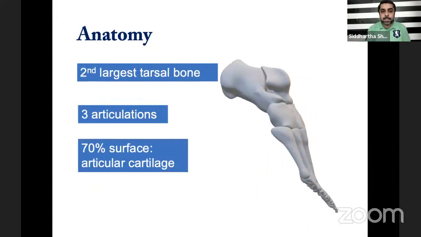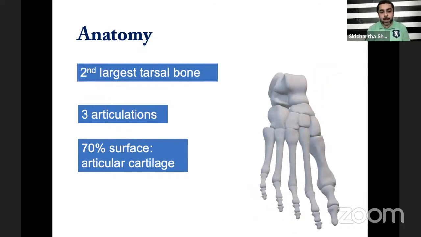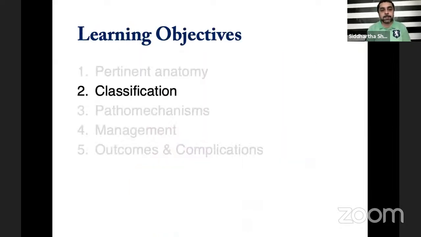So as we know, the talus is the second largest tarsal bone. No surprises there. It has three important articulations, and most of it is covered by articular cartilage. You know about the blood supply, but for the postgraduates, the deltoid branch of the posterior tibial artery is so important, and it may be the only branch remaining in case of a displaced talus neck fracture. So whenever you go in and operate on these fractures, make sure you are not damaging the deltoid ligament.